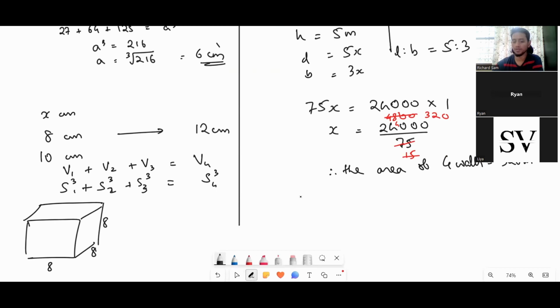What is the formula for surface area? This is surface area. We saw yesterday surface area of all six walls: 2 into (LB plus LH plus BH). That was surface area for a cuboid, all six walls, six sides.